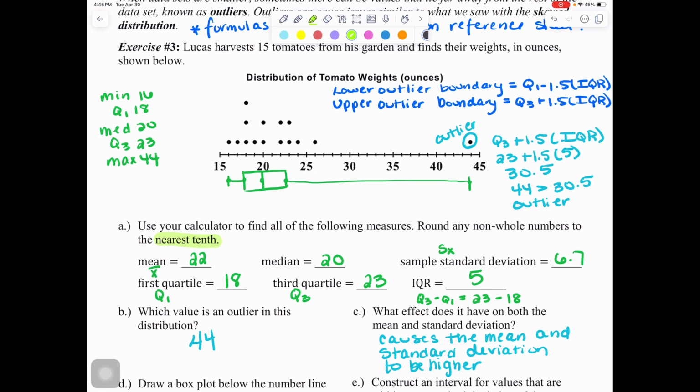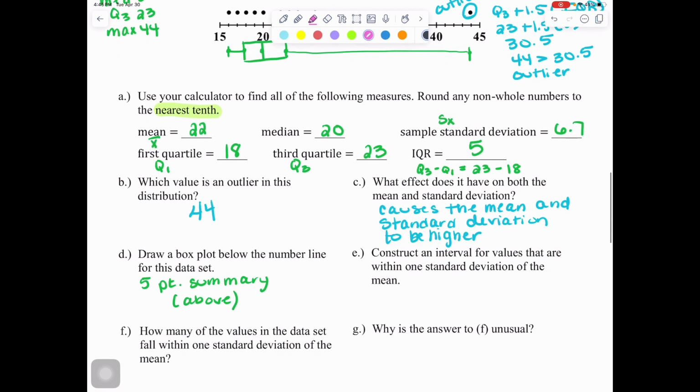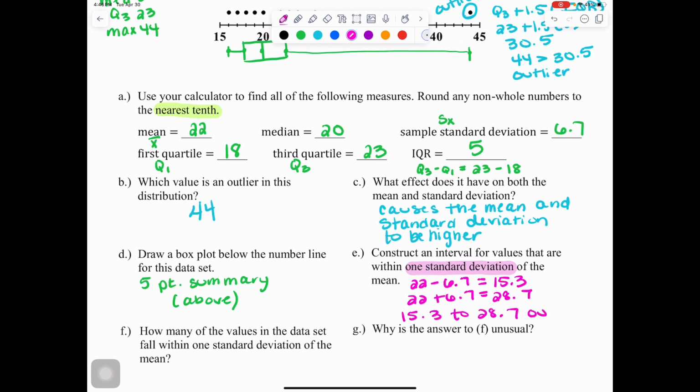So in the next portion, construct an interval for values that are within 1 standard deviation from the mean. So we are going to take our mean, which is 22, and we're going to subtract our standard deviation of 6.7, and we're also going to add it. So subtracting it, you get 15.3. Adding it, you get 28.7. So it's going to be anywhere from 15.3 to 28.7 ounces.